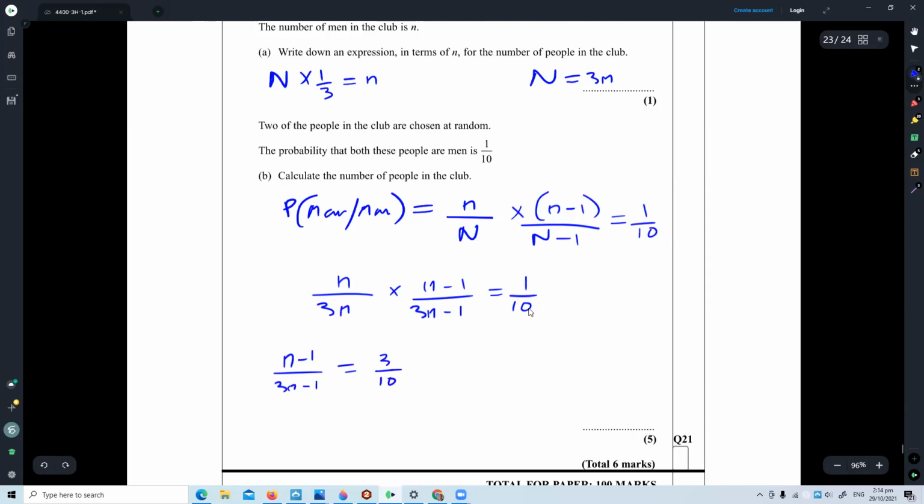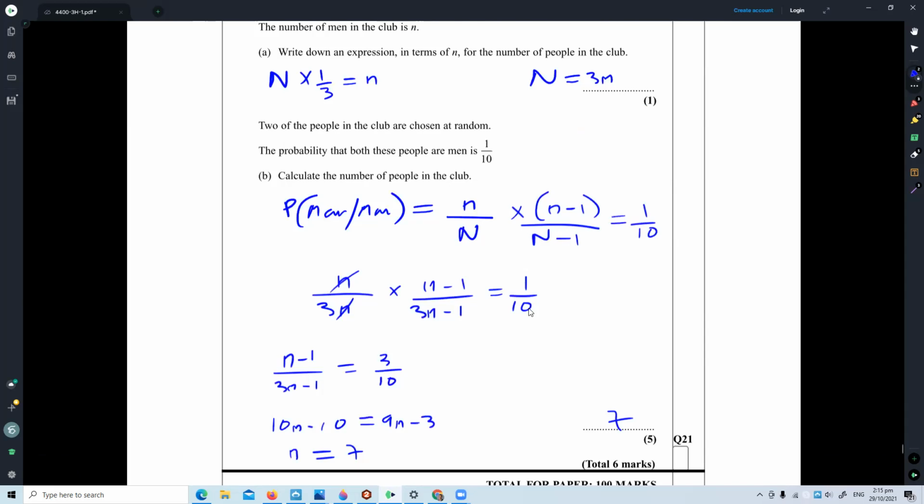And then these two n's have canceled out. So I just move the 3 to the other side and cancel these out. So divide becomes times. And then now I'm going to have to cross multiply. So I could say 10n minus 10 equals 9n minus 3. And if I move the 9n to the other side, I get n equals, and then if I move the minus 10 to this side, I get 7. So little n is 7.